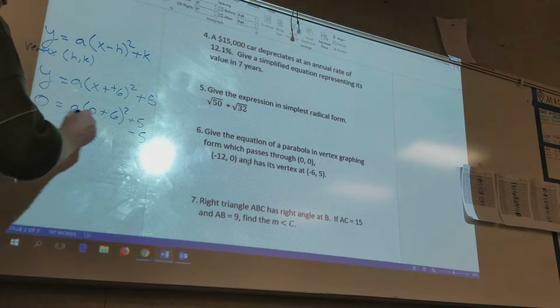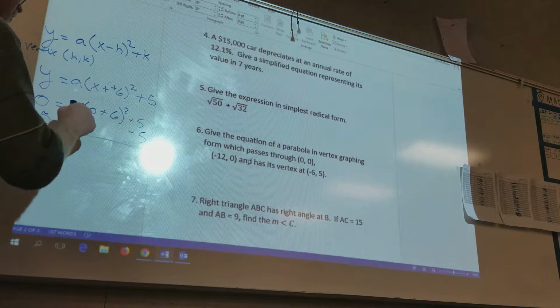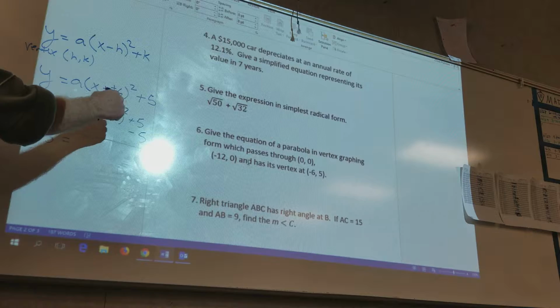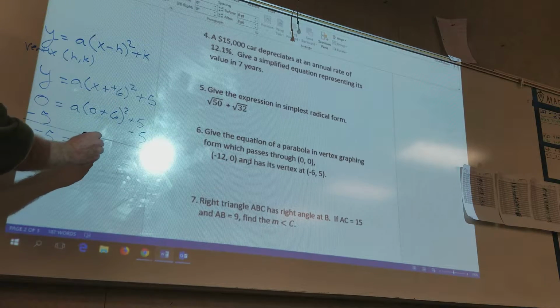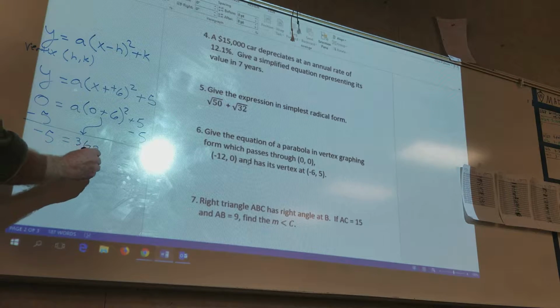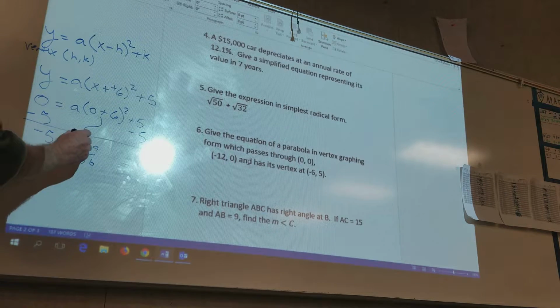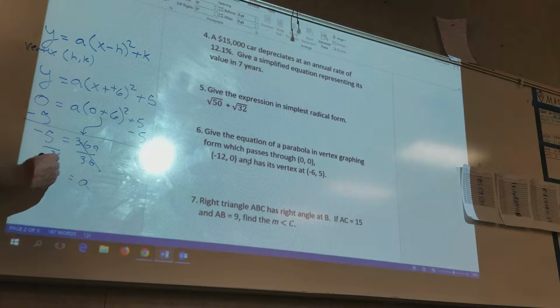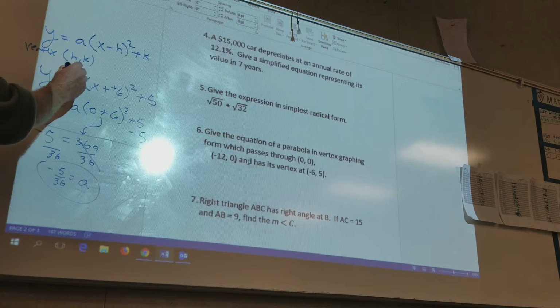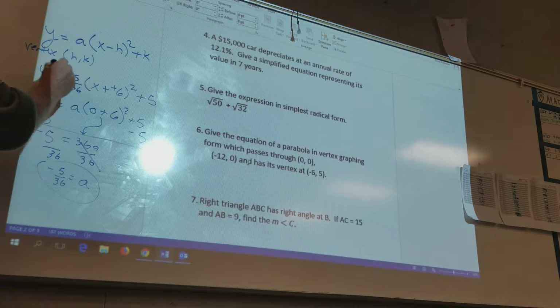I'm going to take the 5 from both sides because now I'm solving to find out what a is. And 0 plus 6 squared is 36 times a. That's what all this is. Divide both sides by 36. Those cancel. And a equals -5/36. Therefore, my equation would be right here.